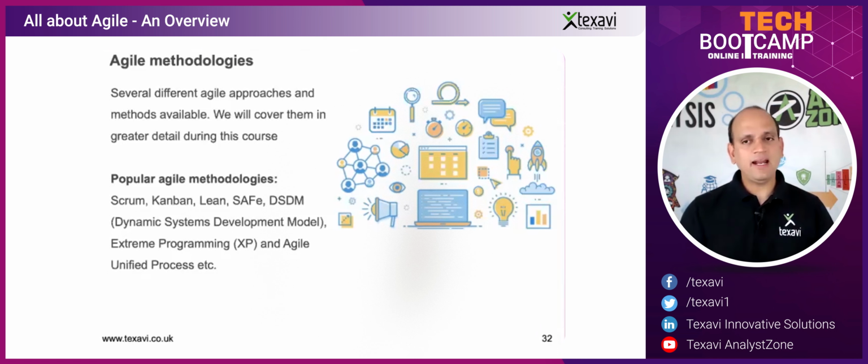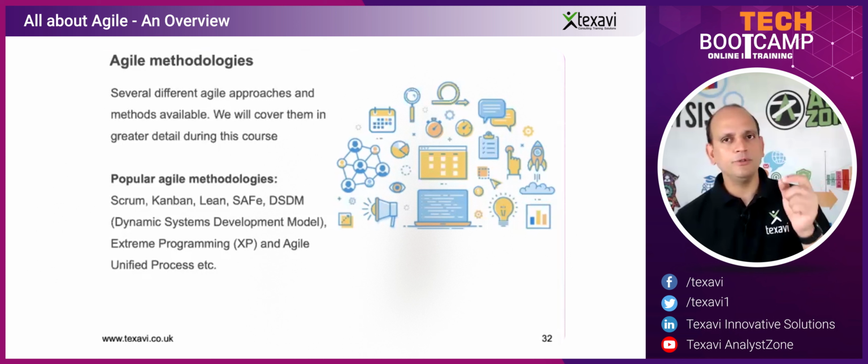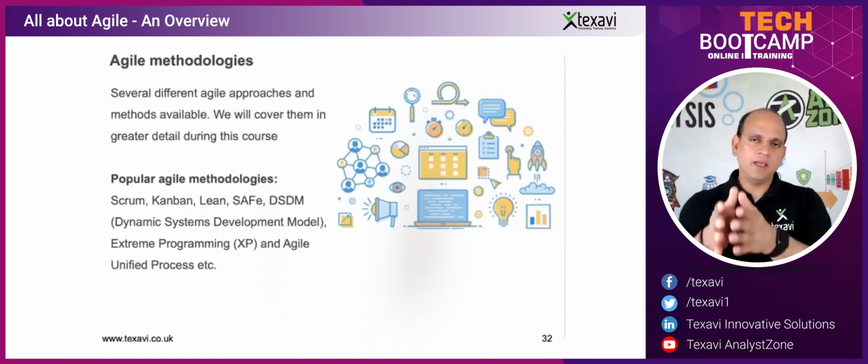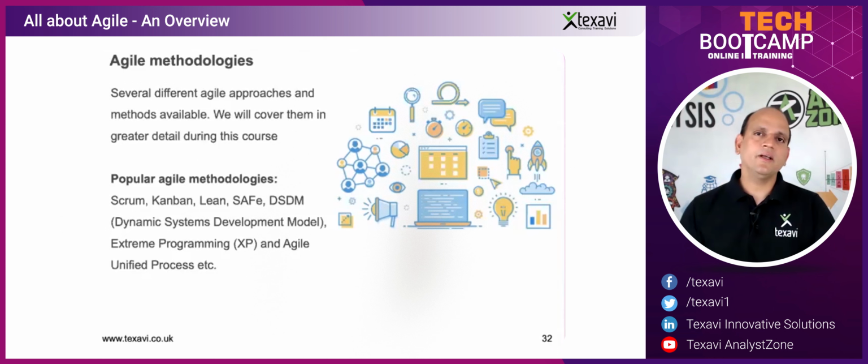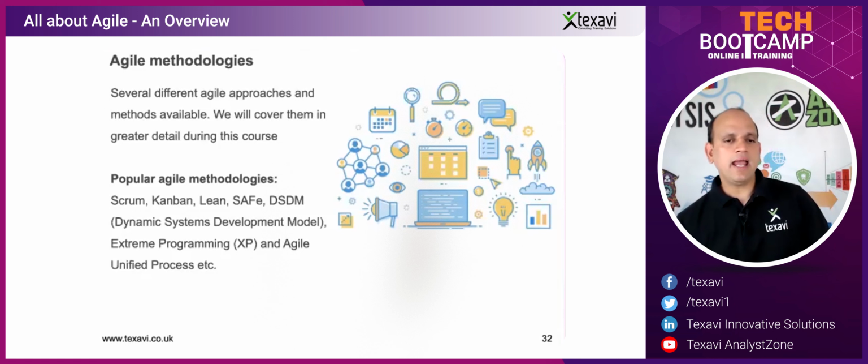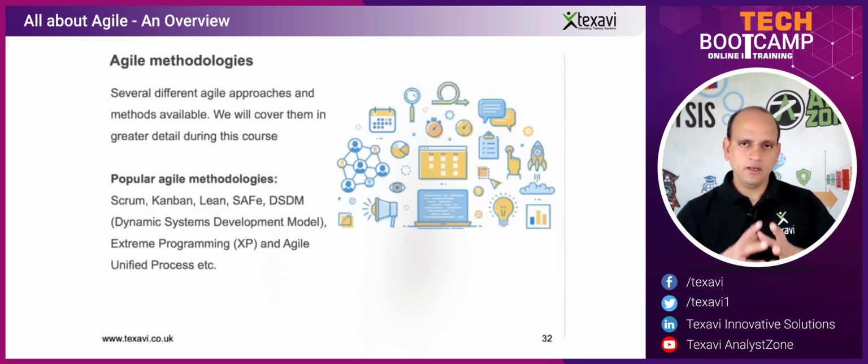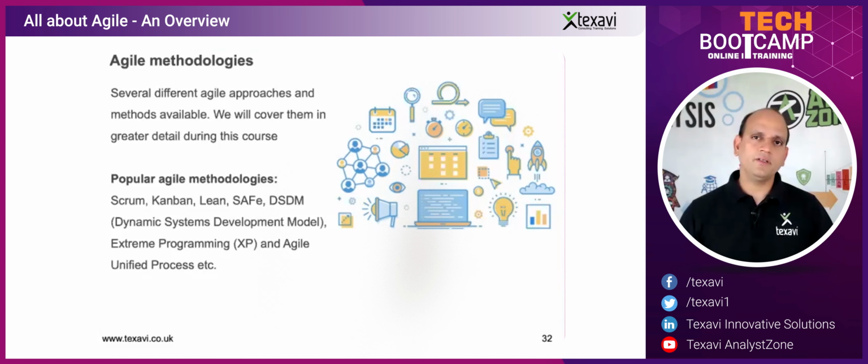And Kanban, we've had a look at the Kanban board, right? The to-do, doing and done, those visual information radiators, the Kanban board, that's all part of Kanban. And Lean actually came from manufacturing and was adapted into the technology space. Lean is another methodology. SAFe, I was talking about the Scrum of Scrums kind of thing. SAFe is a scaled agile framework.